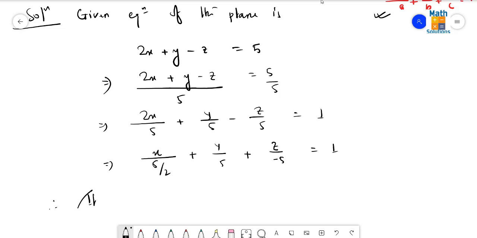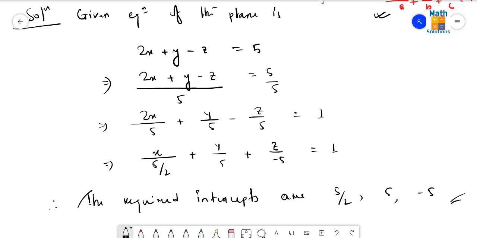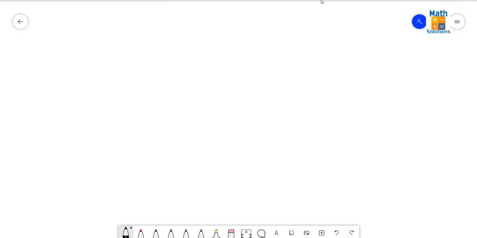Hence the required intercepts are, in this case, 5 by 2, that is the x-intercept, then the y-intercept is 5 and the z-intercept is minus 5. So this is the required answer for question number 7. Questions number 9 and 10 are of the same kind. I shall be proceeding with question number 10 next.